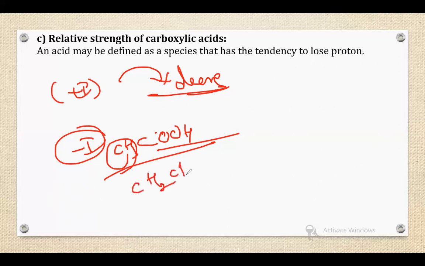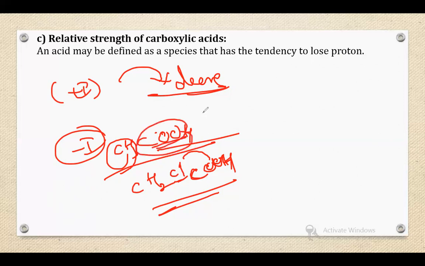CH2ClCOOH, which is called monochloroacetic acid, where one of the hydrogens is replaced by chlorine. Then the electron density, the negative charge on the carboxylate ion, decreases. If the negative charge on the carboxylate ion decreases, the acid strength increases. The more the negative charge is reduced, the more the acid strength.